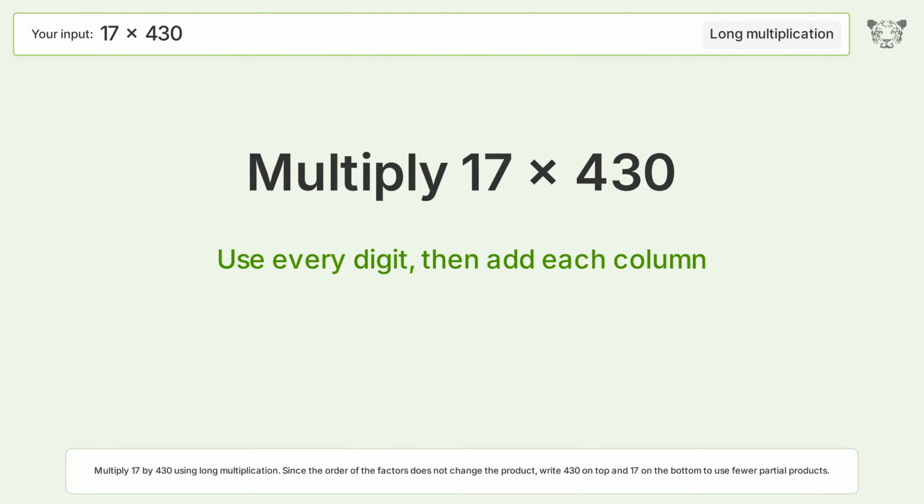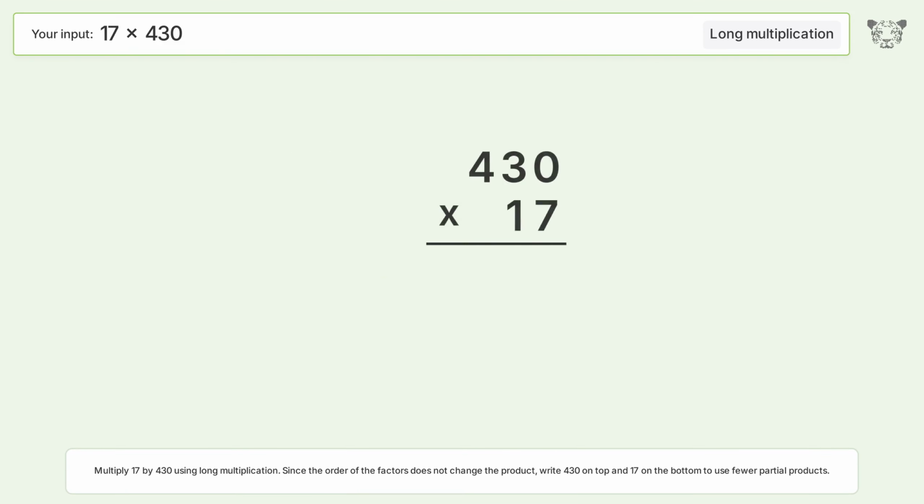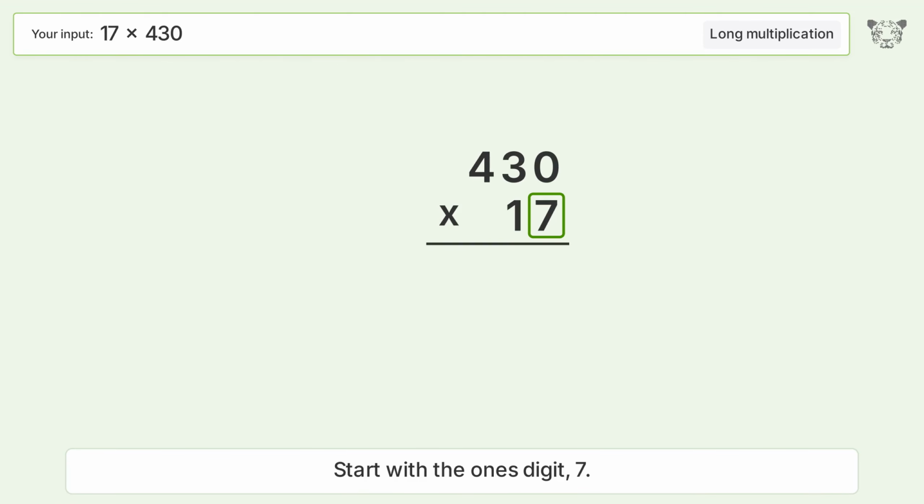Multiply 17 by 430 using long multiplication. Since the order of the factors does not change the product, write 430 on top and 17 on the bottom to use fewer partial products. Start with the ones digit, 7.